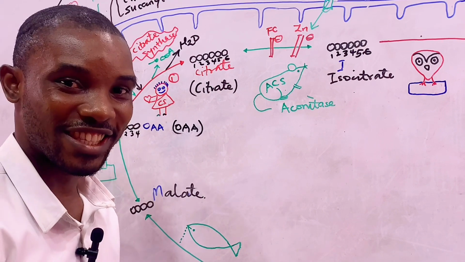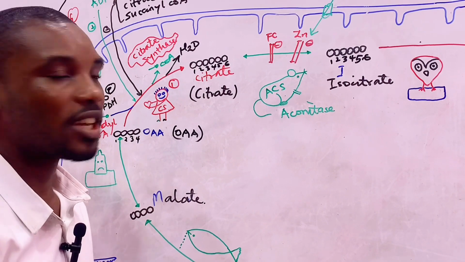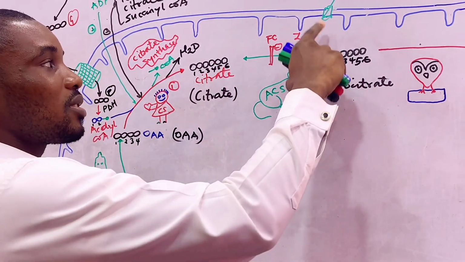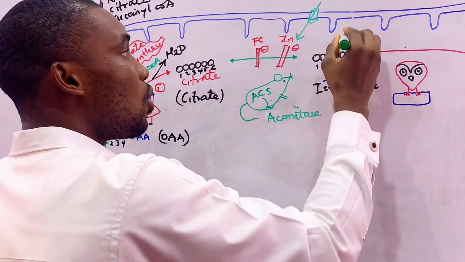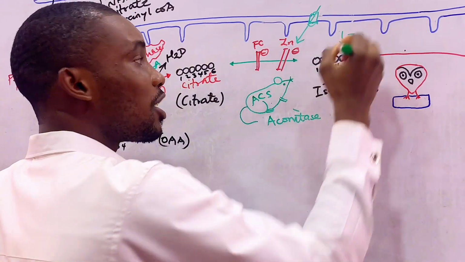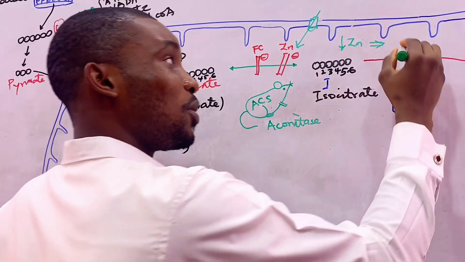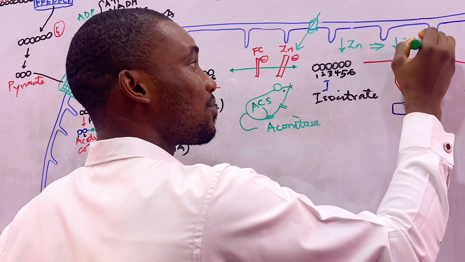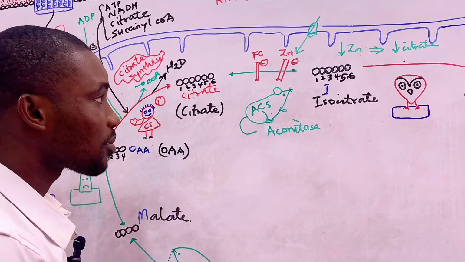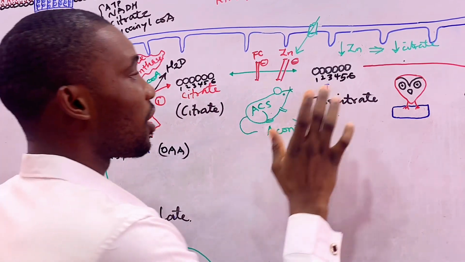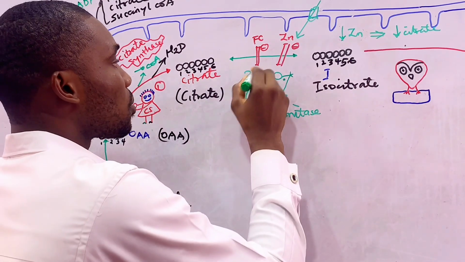sperm cell motility. Okay. Now, in cancer cells, maybe an individual has prostate cancer, what will happen? There is a mutation of this zinc transporter. And then zinc does not rush in. So there are low levels of zinc in prostate cancer, which culminates in low levels of citrate. That's in pathological states. That's your prostate cancer. Now we are finished with this enzyme over here. And remember, this was our reaction 2. Let's move over to reaction 3.